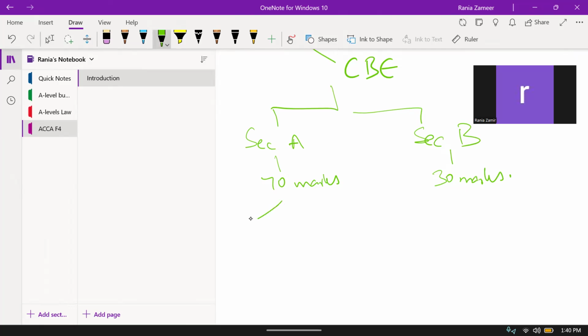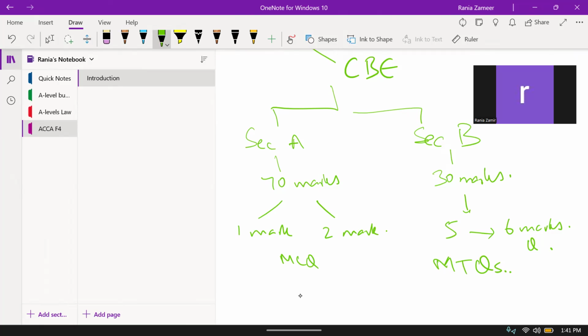Section A consists of 1 mark questions and 2 mark questions, mostly multiple choice questions, where you have to select one option out of the multiple choices given to you. Section B consists of five 6-mark questions, and these are called multiple task questions. They give you a scenario, and out of that scenario, they give you 3 or 4 different tasks to perform.